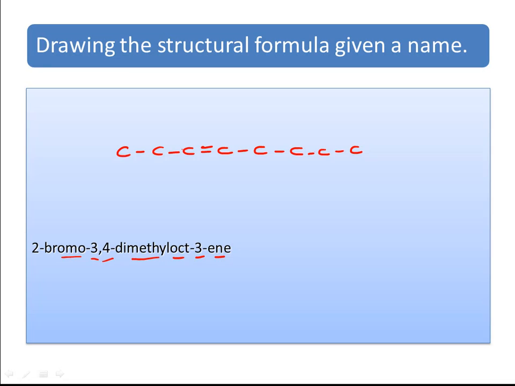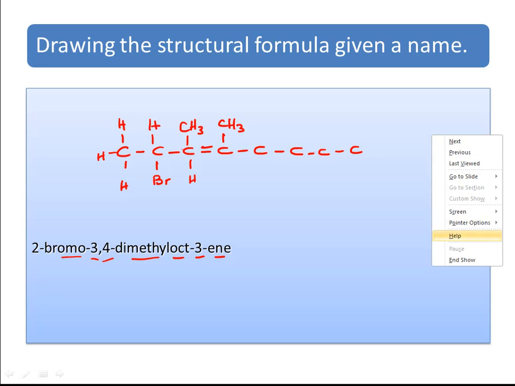double bond, and on carbon number 3 as well, I will have a methyl group, which is CH3, and on carbon number 4, I need another methyl group, and on carbon number 2, I've got a bromo function, side chain. Then all I have to do is to complete the rest of the chain by adding the relevant hydrogen atoms. There's a mistake here because we don't need a hydrogen right there.